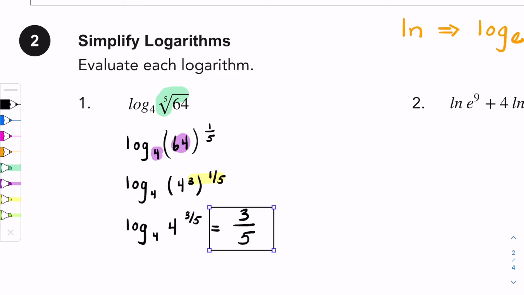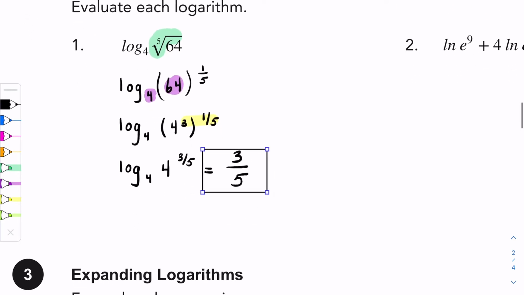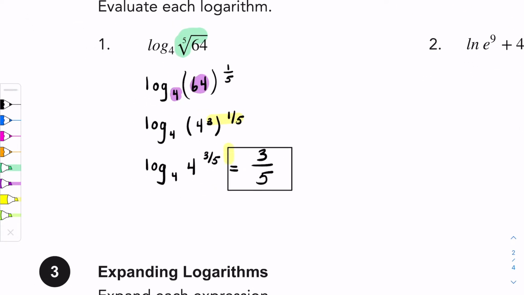Now that's not the only way that you can solve this. I could have rewritten this with the exponent in front using the power property, and I could have at that point converted the value of 64 to 4 cubed. There are multiple different ways to solve this, but regardless of how you do it, you're going to end up with 3/5 as your final answer. Anytime you have a problem like this, if it's a radical, change your radical to an exponent. If you have a base, try to match that base. Just a few helpful tips in order to solve problems like this.